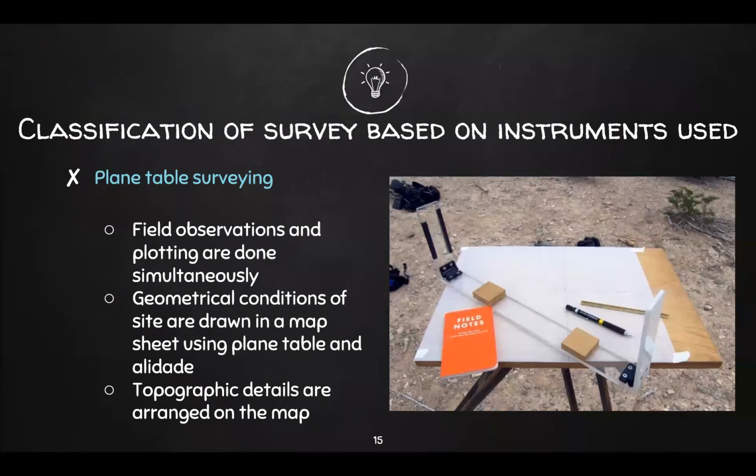So the geometrical conditions of the site are drawn in a map or map sheet using plane table and alidade. That's why we call it plane table surveying. So this is your plane table. This is your alidade. An alidade is used for establishing your line of sight. Line of sight is a term that you'll hear later on in our topics for surveying. For now, we won't discuss that yet. And within your plane table surveying, topographic details are also arranged in the map.